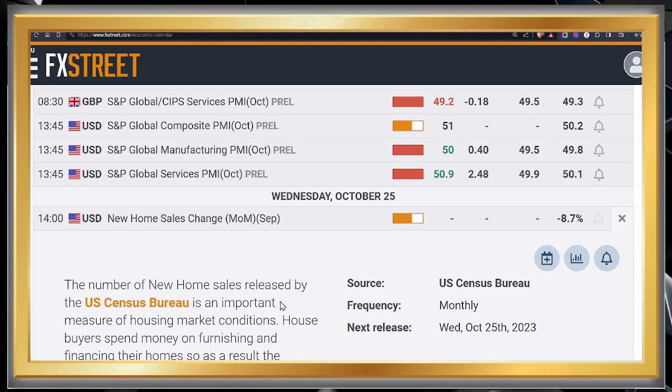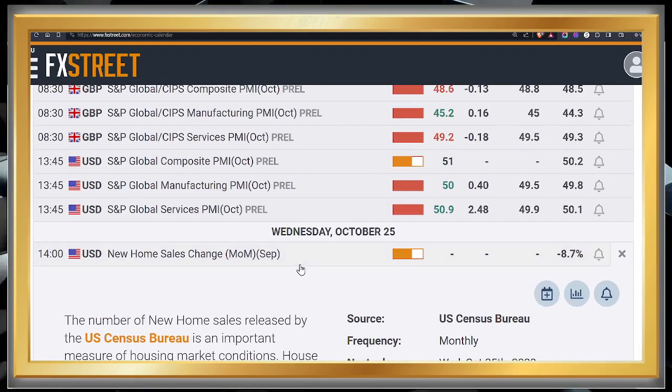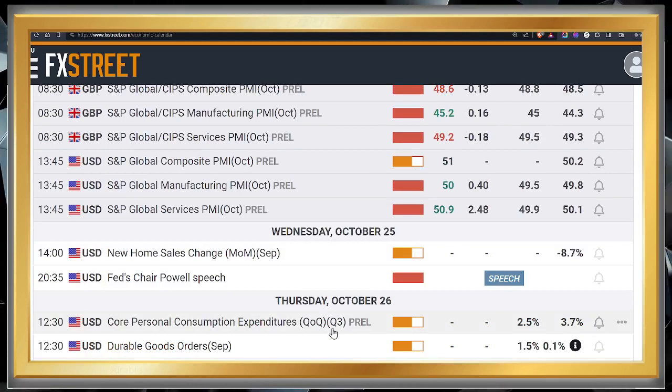Now, the new home sales data is released by the US Census Bureau, and it's an important measure of housing market condition. Now, this is a very impactful event that gives us an insight into the health of the housing sector in the United States, which is one of the key factors that influences the positivity of the U.S. economy. Now, generally speaking, a high reading is considered positive for the U.S. economy, which in the long run affects the U.S. dollar positively as well.